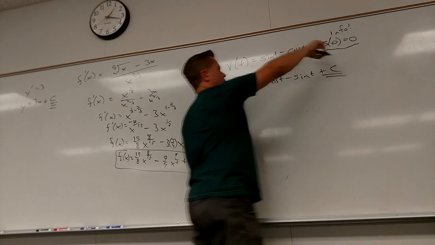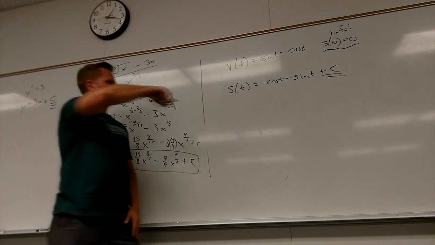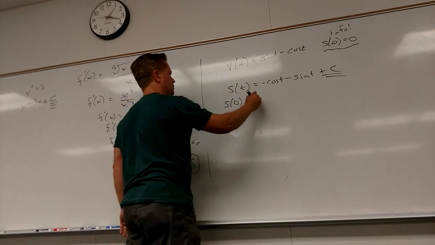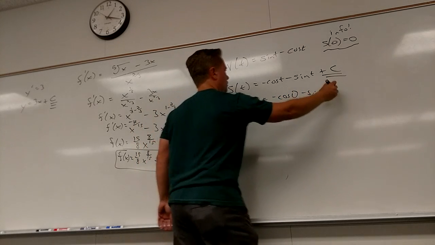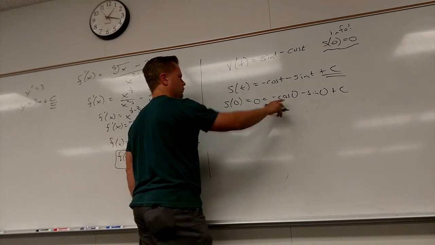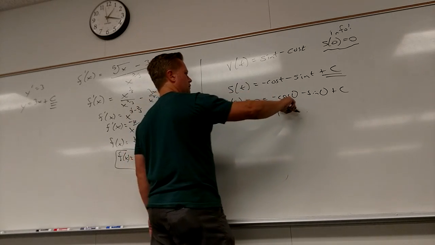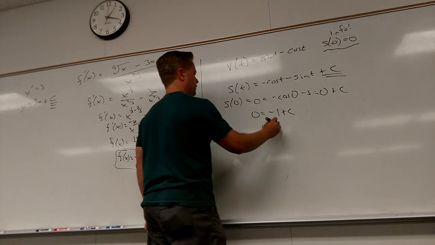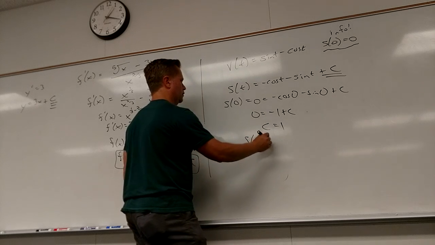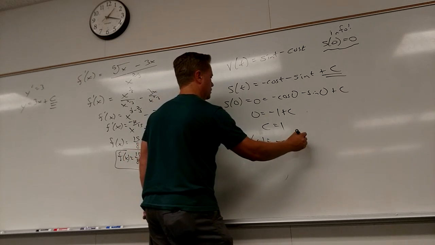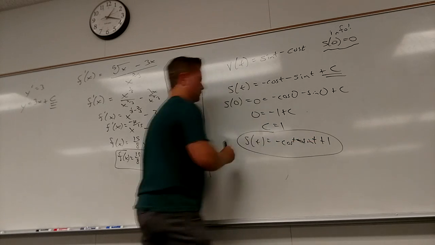But now I can figure out what it is. How do I use that information? Yeah. So s of 0 is supposed to be 0, and s of 0 is negative cosine 0 minus sine 0 plus c. So 0 equals? Yeah, good. Negative 1 plus c, so therefore c is 1. So the position function was negative cosine t minus sine t plus 1.